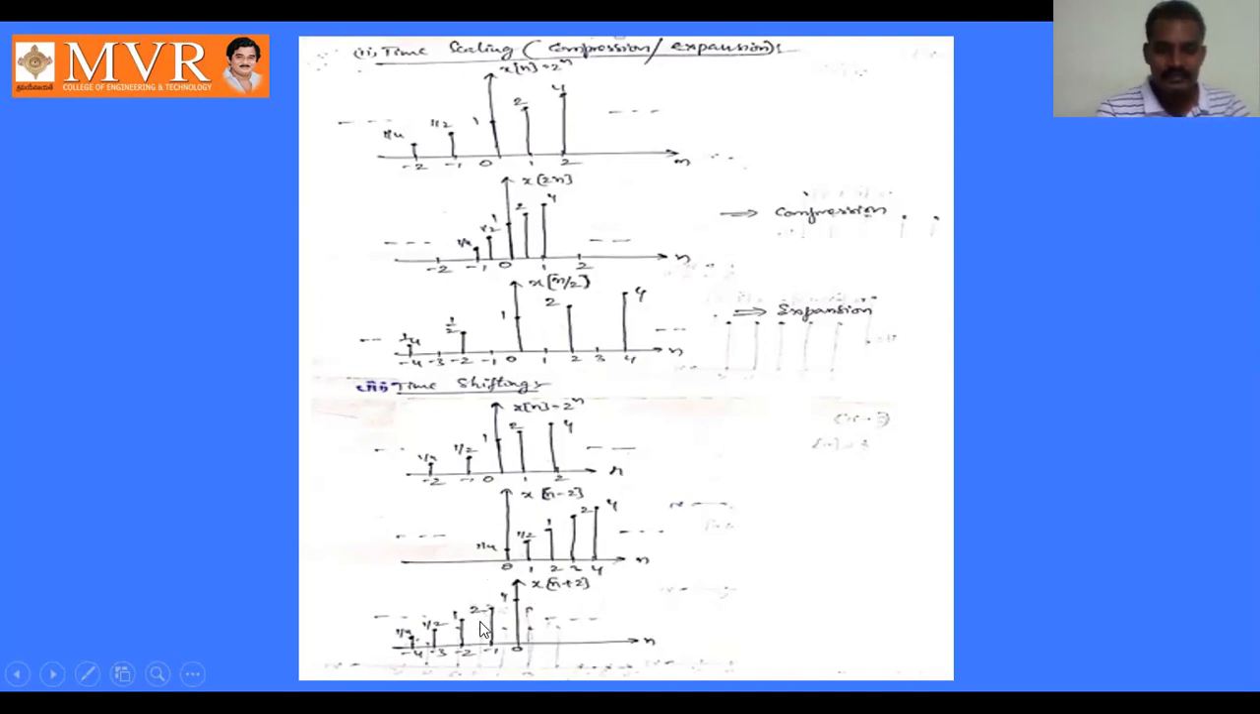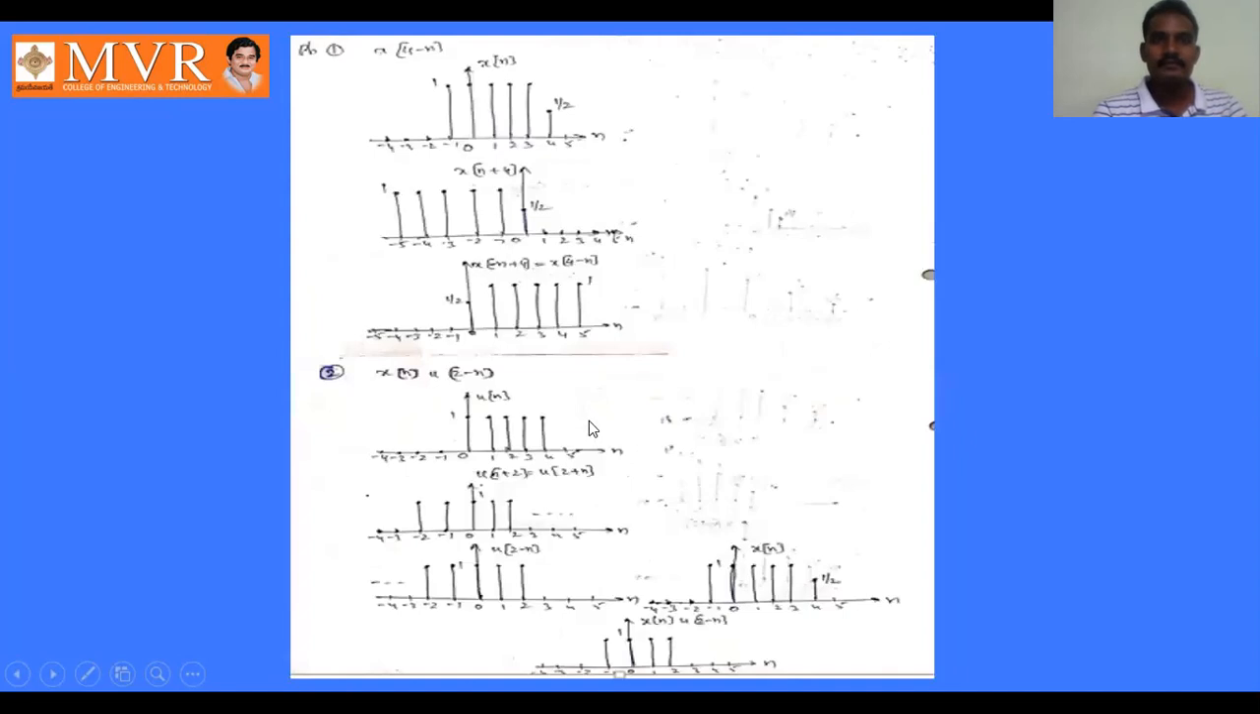Next, coming to x of n plus 2. X of n plus 2 means it can be shifted towards the left side by 2 units. 2 to 1, 1 unit, 1 to 0, another unit. It can be shifted towards the left side by 2 units. Like this, by substituting these values in the above expression, we will get the waveform like this.